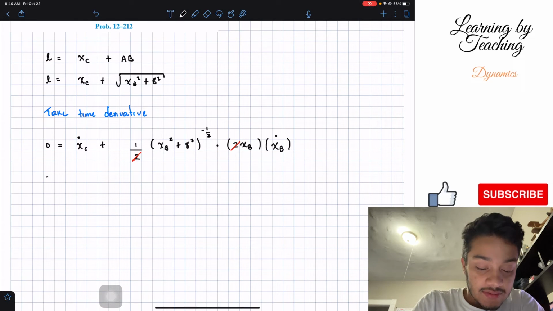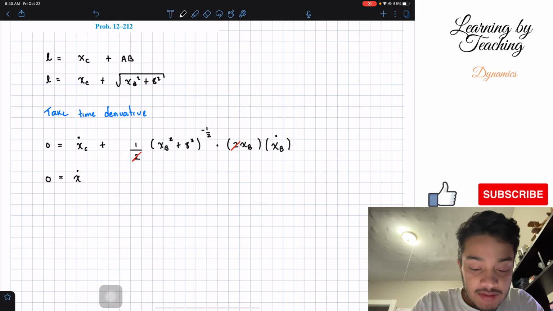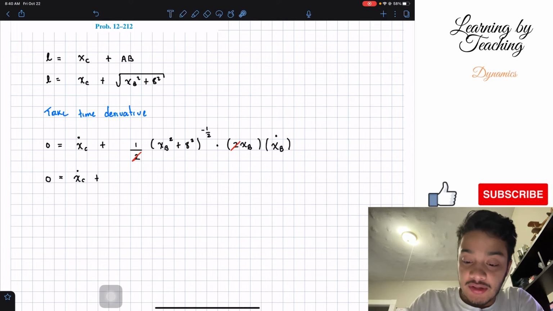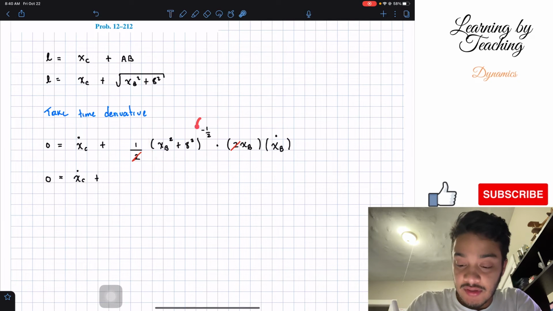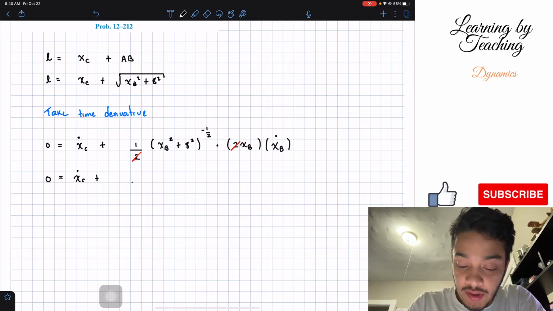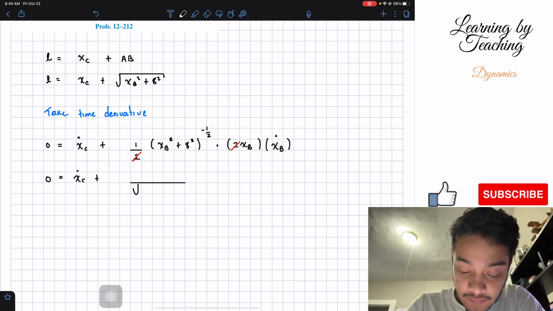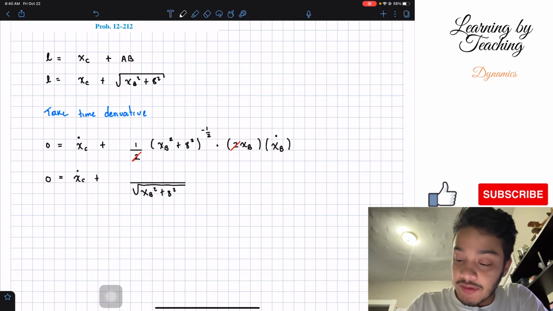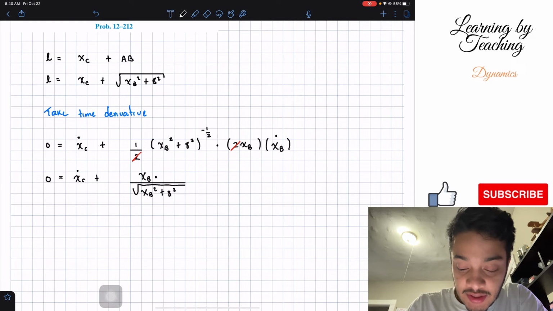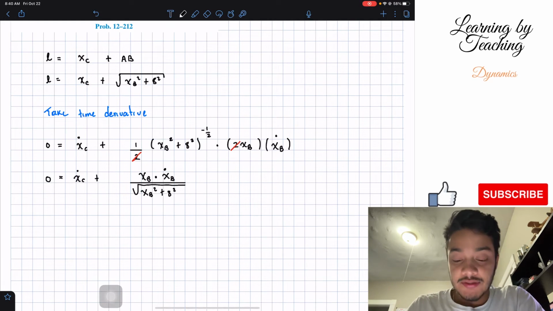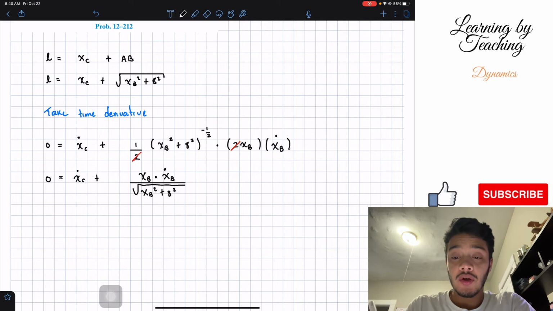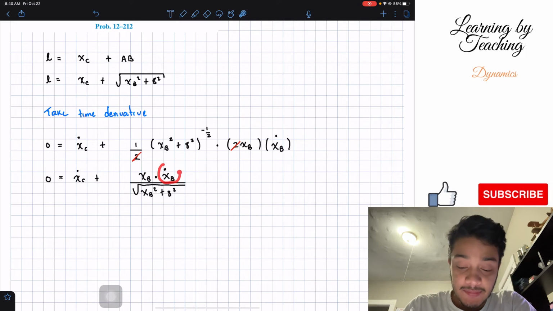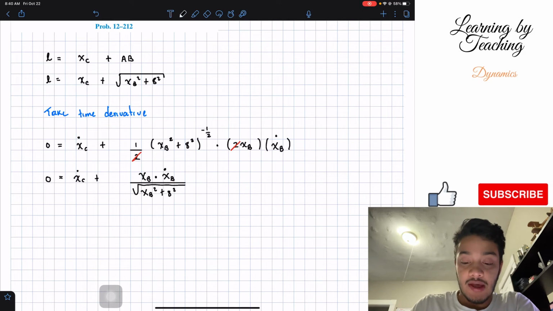We can say that 0 is equal to my velocity at C plus, I'm going to bring this root to the bottom because the power is negative. So we're going to have the square root at the bottom of XB squared plus 8 squared. And on top, we're going to have XB times the derivative of XB, or velocity of XB. Our main goal is to solve for this velocity, so let's solve for that velocity.